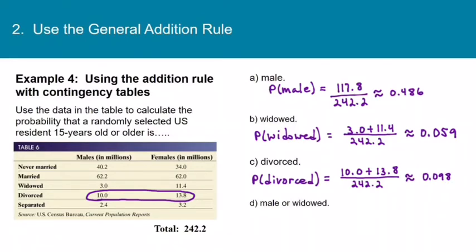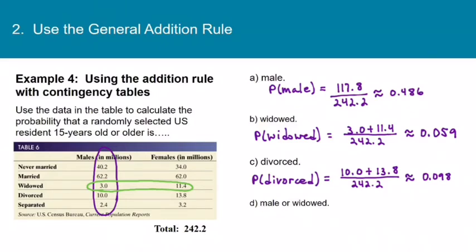Now part D asks us to find the probability that a randomly selected U.S. resident 15 or older is male or widowed. So because we have the or here, we'll have to use our general addition rule. So the males are in this column and the widowed are on this third row. Now what you could do, since you have the table, you could just add up all the numbers, 40.2 plus 62.2 plus 3 plus 10 plus 2.4 plus 11.4, and just make sure you don't count the 3.0 twice. You could do that and then divide that total by 242.2.